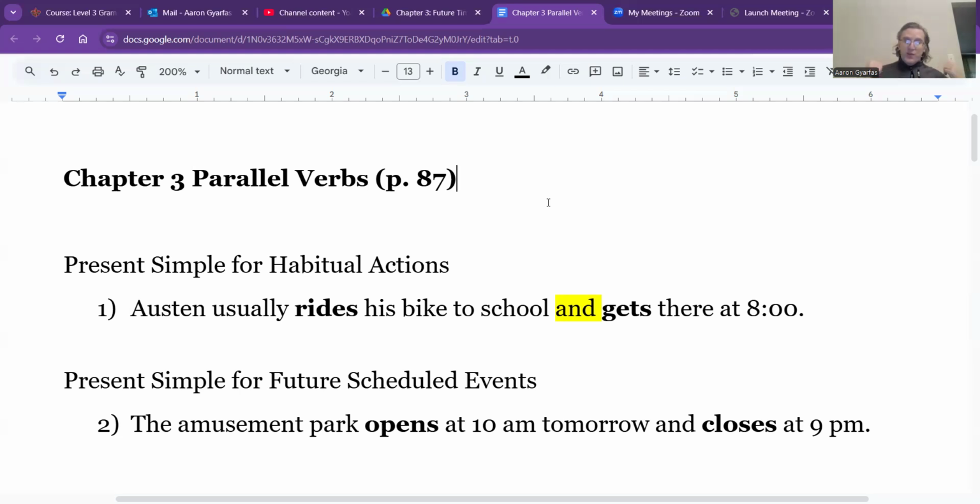If I'm using present simple tense to talk about future scheduled events, like the theme park opens at 10 a.m. tomorrow and closes at 9 p.m. The amusement park is also third person singular. It, so I add an S. It opens and closes. Opens and closes are both present simple. They're parallel. They're the same.